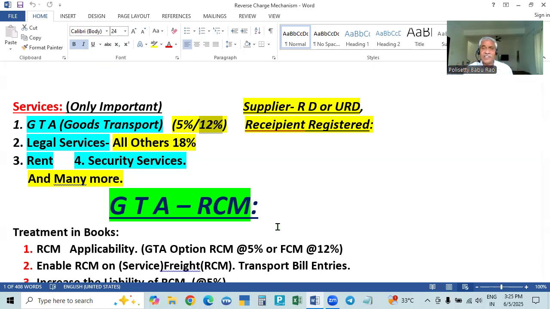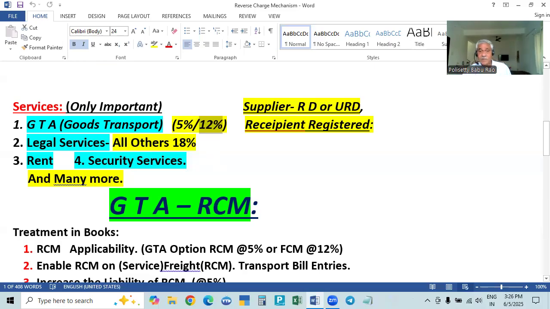Say 10,000 rupees is the transport charges, right? And 2,000 rupees is the tax. Suppose you do not show it, only 10,000 you will show. So GST is payable by the recipient, and reverse charge he will mention. Sometimes he will show the 2,000 GST also. He will mention it, but it is not added to the total. Total will be only 10,000. So that means this 5% is not included in the bill.